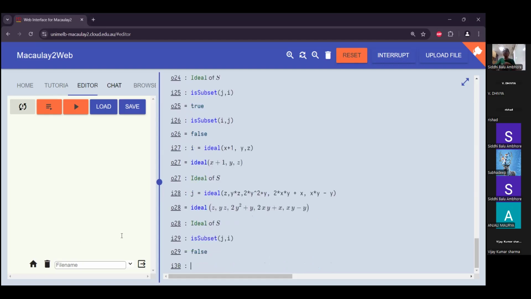And it's false. So you can use this function of Macaulay to check whether one set is a subset of another, and this is not only for ideals, this is for any subset. You can just define any set or list in Macaulay 2 and check this. So this function is true for any subset, not only for ideals. Is this okay? This function?